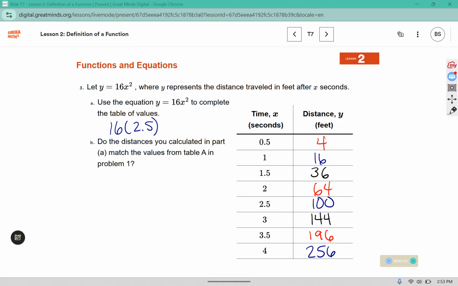Then it says in part B, do the distances you calculated in part A match the values from table A in problem 1? So if we go back and look at table A, do our values match table A? Yes.